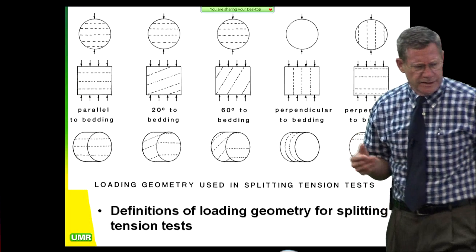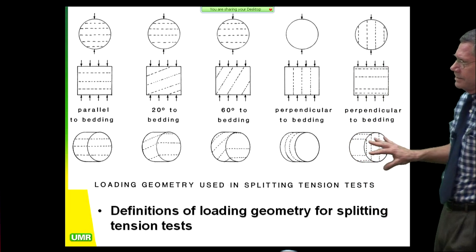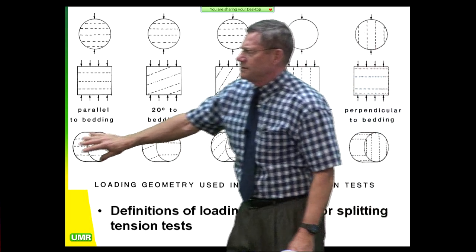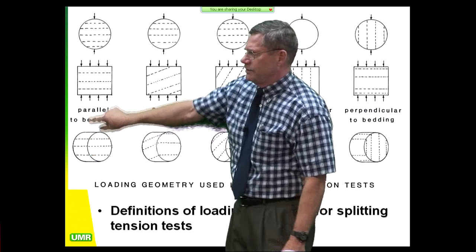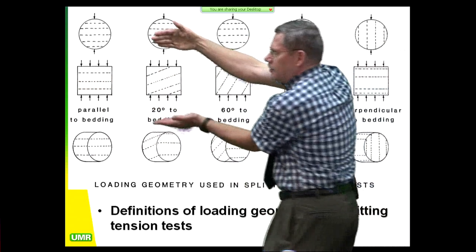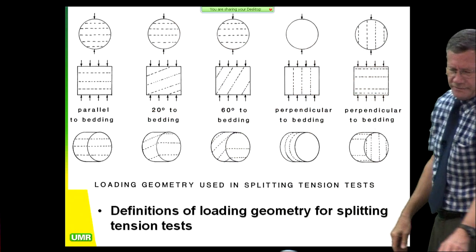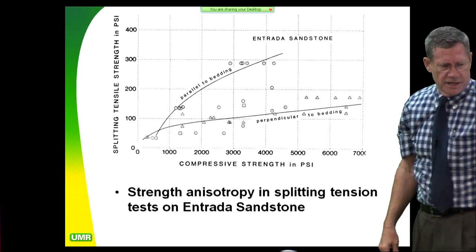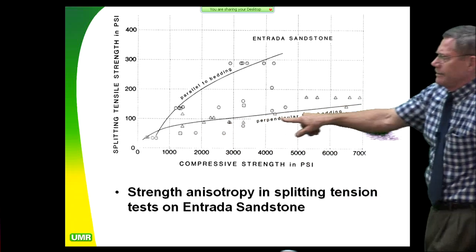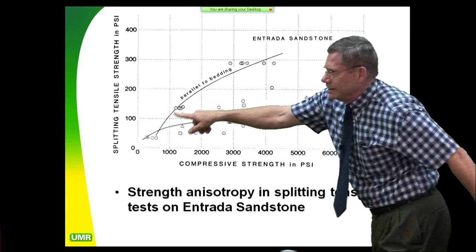Now, here's some of the definitions I used for looking at anisotropy effects. So I tested all these discs at different geometries. This is end view. This is looking down on it from above. And you can see this is the load being put on it. And I'm looking at all these different effects to look at geometric effects. And what I started finding is pretty predictable. When you're perpendicular to bedding, you get a family of curves that's much lower than parallel to bedding.